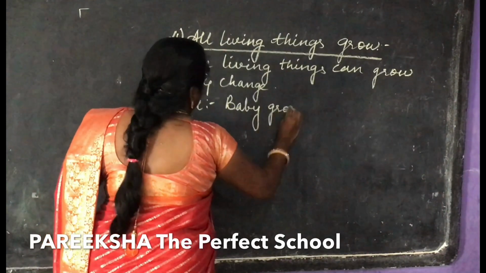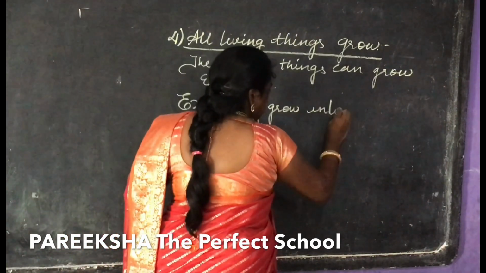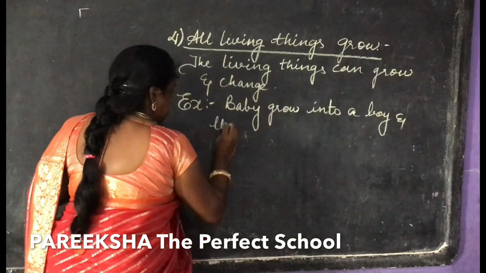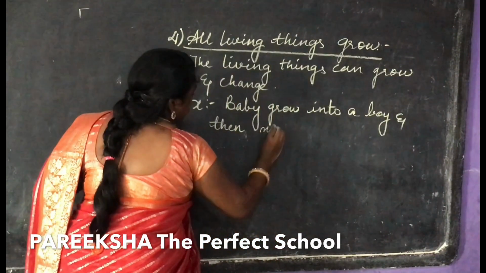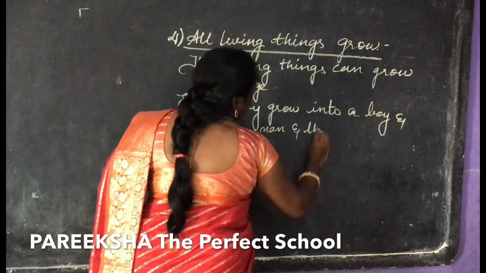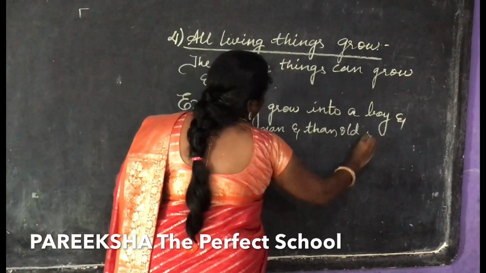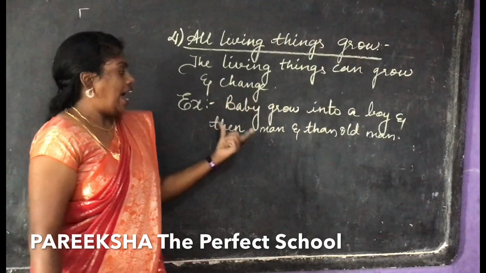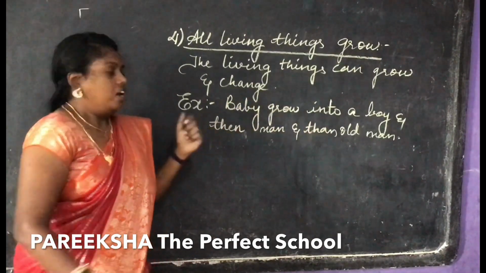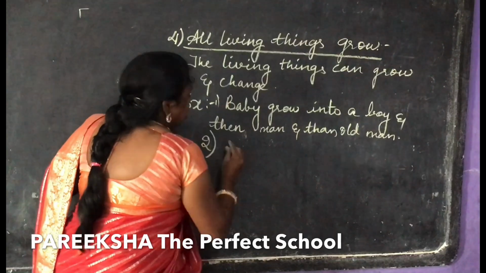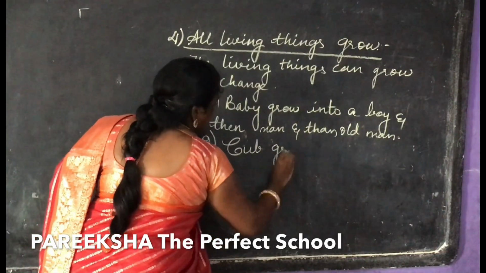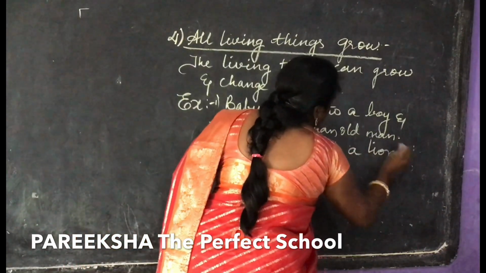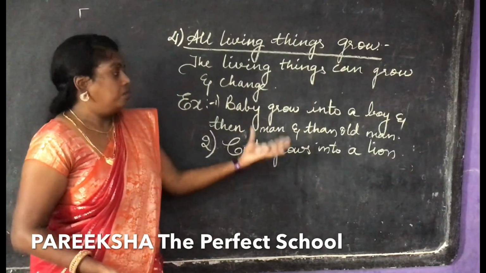A baby grows into a boy, and then a man, and then an old man. These are the stages of human beings. Second, a cub grows into a lion. See, we can see the growth in animals and human beings.